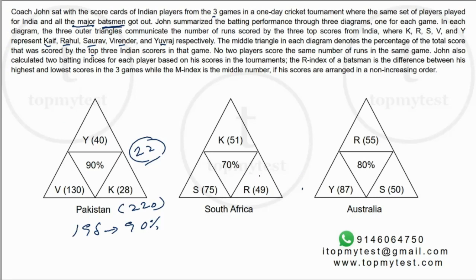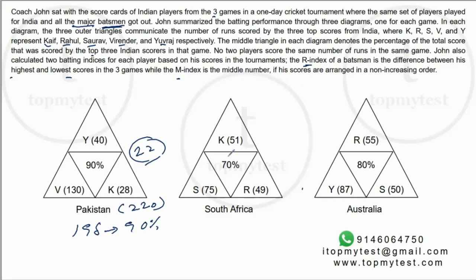Similarly, you have it for others as well, South Africa and Australia also. Right? No 2 players scored the same number of runs in the same game. John also calculated 2 batting indices for each player. R index, which is the difference between highest and lowest, and M index, which is the middle number, if the scores are arranged in a non-increasing order. So increasing or decreasing order, whichever way you want to look at it.